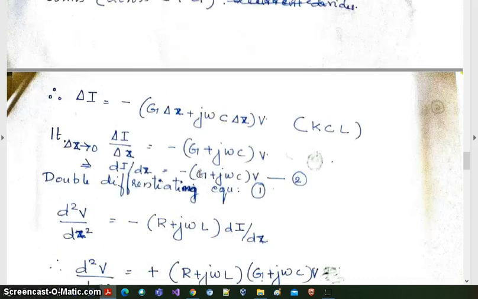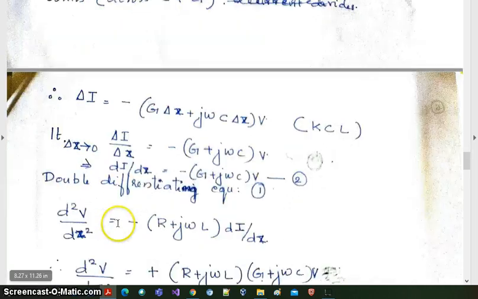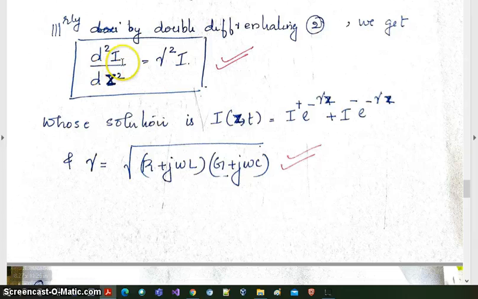Similarly, you can differentiate equation 2, so you will get d square I by dZ square is equal to minus G plus j omega C into dV by dZ, and dV by dZ is there in equation 1, that you can substitute. Finally, you will get d square I by dZ square is equal to gamma square I. Again, the solution of this, I(z,t), you can write it as I plus exponential minus gamma z plus I minus exponential plus gamma z.